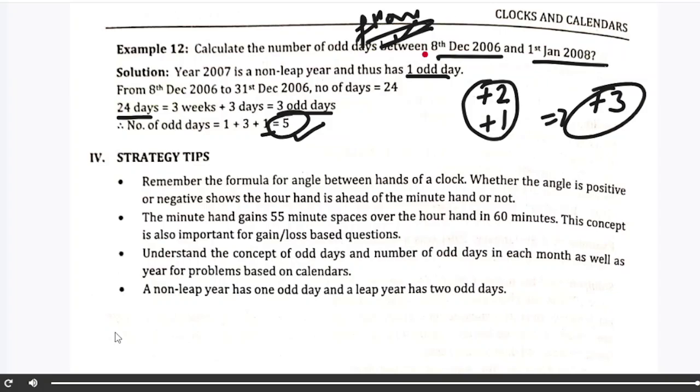Okay? Can we do the clock questions and the calendar as well now? कर सकते हैं? Give me a poll on this, please.